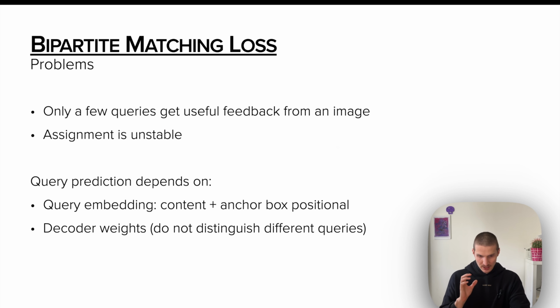Another thing I wanted to mention is what the query prediction actually depends on. It's not like the 300 query predictions are completely independent of each other. Instead, they depend on what we call a content, which in DAB-DETR is just initialized as 0, and the anchor box prior. So we have 300 independent anchor box priors that do not depend on the actual image. And also, it depends on the decoder weights. But decoder weights do not really distinguish different queries.